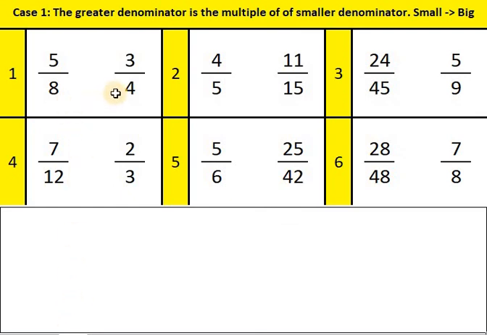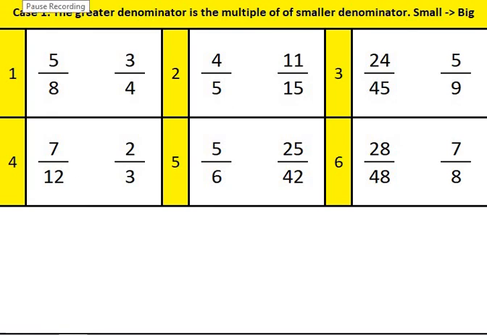As you can see over here, the greater denominator is a multiple of the small one. In this case also, 15 and 5: 15 is a multiple of 5. 45 is a multiple of 9. Same thing with this, 12 is a multiple of 3. The big denominator 42 is a multiple of 6. And the greater denominator over here, 48, is a multiple of 8. So I will show you what to do here.